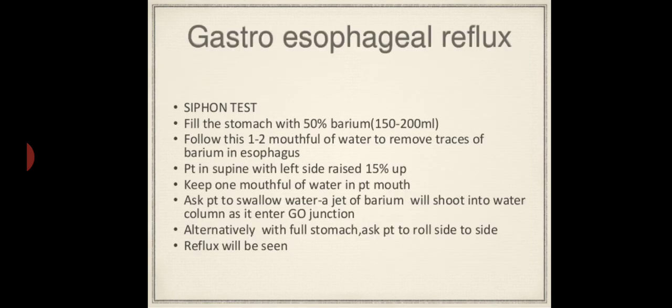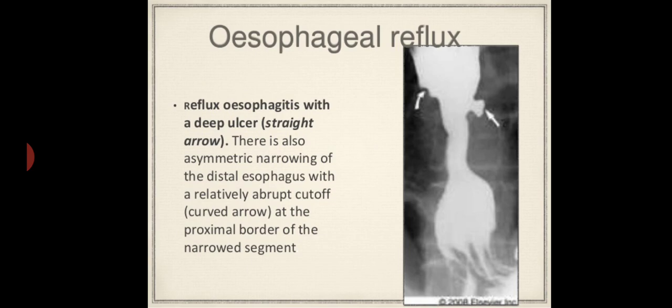Next is gastroesophageal reflux. This is known as the siphon test. Fill the stomach with 50% barium, 150 to 200 ml. Follow this with one to two mouthfuls of water to remove traces of barium in the esophagus. The patient is supine with the left side raised 15 degrees up. Keep one mouthful of water in the patient's mouth and ask the patient to swallow the water. A jet of barium will shoot into the water column as it enters the GE junction. Alternatively, with a full stomach, ask the patient to roll side to side. Reflux can be seen.